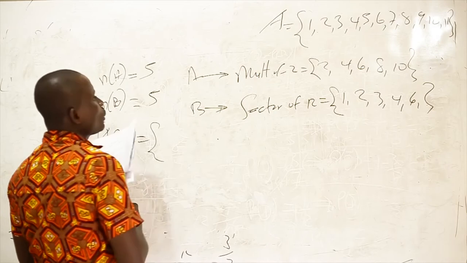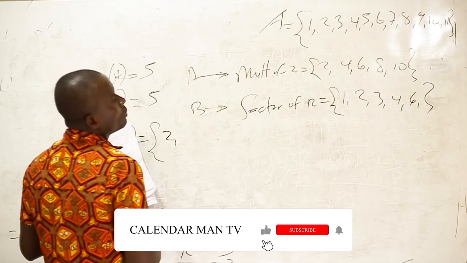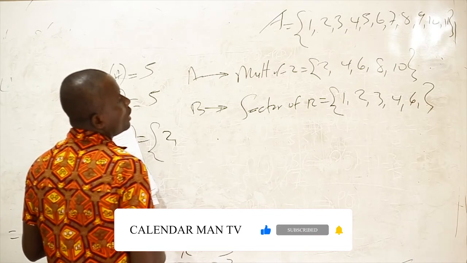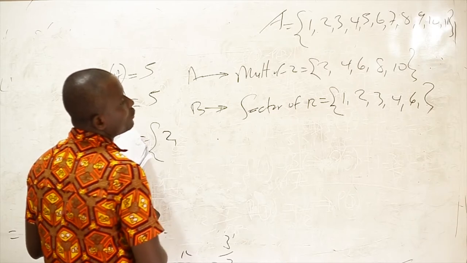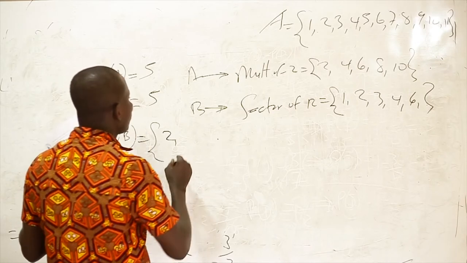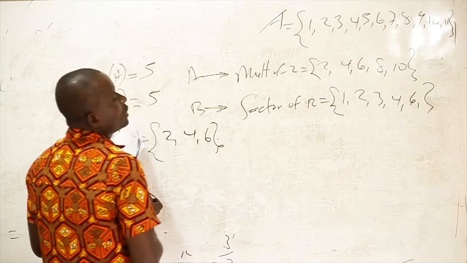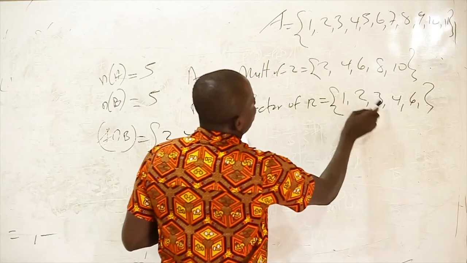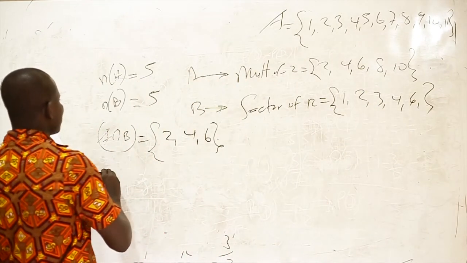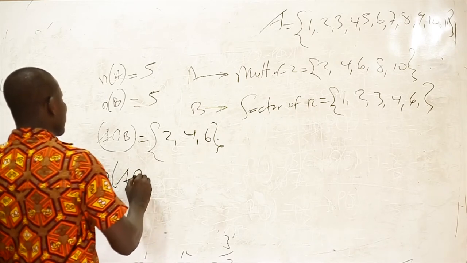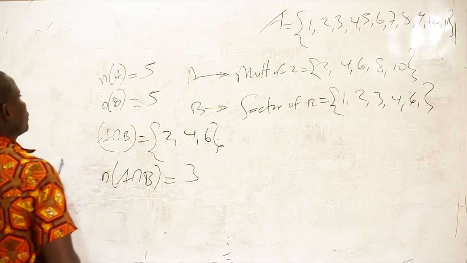So, A intersection B. What is the element here and here as well? We are going to have 2. We have 2. What about, do we have 6? Oh, we have 2, 4, and 6, right? 2 is common here, 4 is common here, and 6 is common here. So, once again, what is N A intersection B? It's 3. Number of elements in A intersection B is 3.